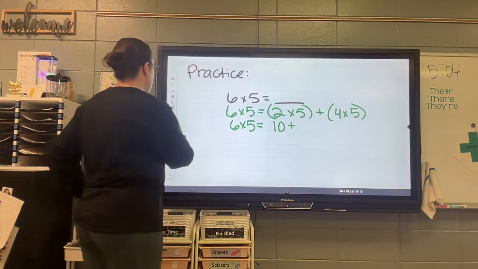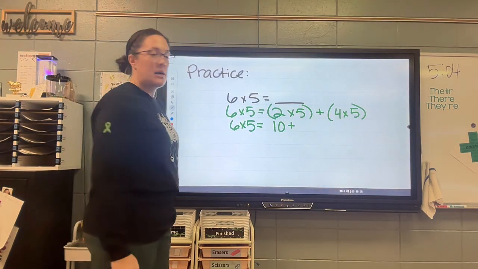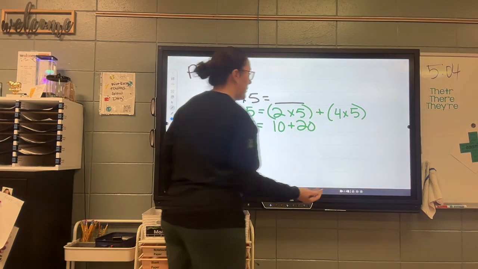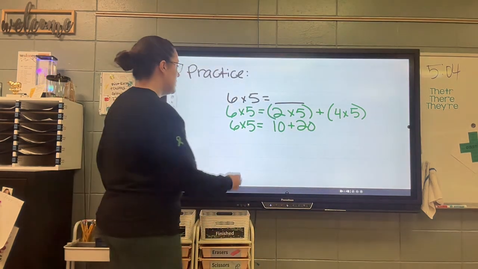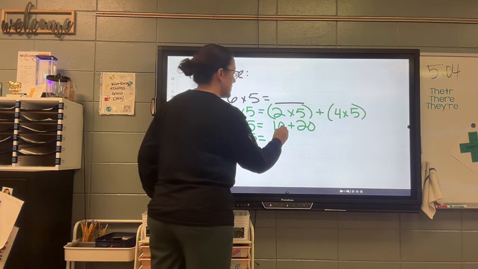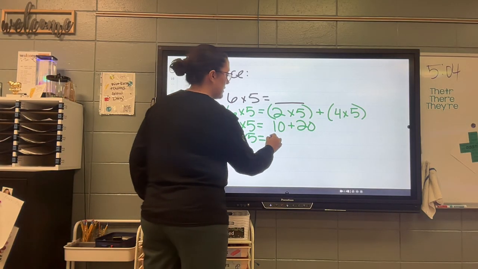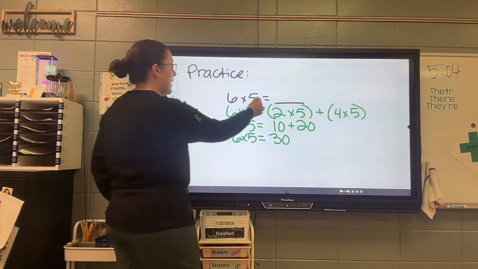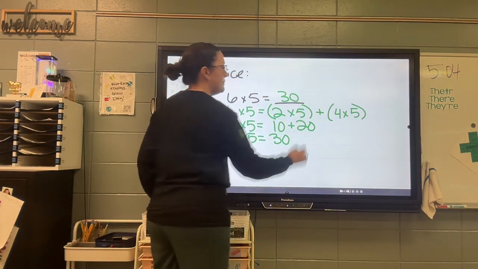Okay? In this case, I'm going to say I know what 4 times 5 is, so I'm going to write 20. Now my last step is to solve it. So I'm going to say 6 times 5 equals, well, 10 plus 20 is 30. Okay? So the answer to my big problem is 30.